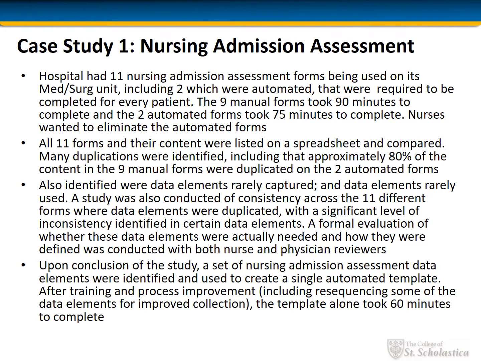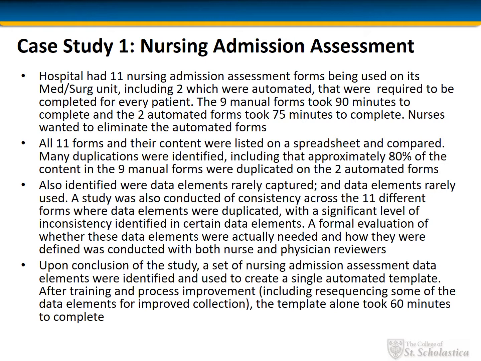Many duplications were identified, including that approximately 80% of the content in the 9 manual forms were duplicated on the 2 automated forms. Also identified were data elements rarely captured and data elements rarely used. A study was also conducted of consistency across the 11 different forms where data elements were duplicated, with a significant level of inconsistency identified in certain data elements.